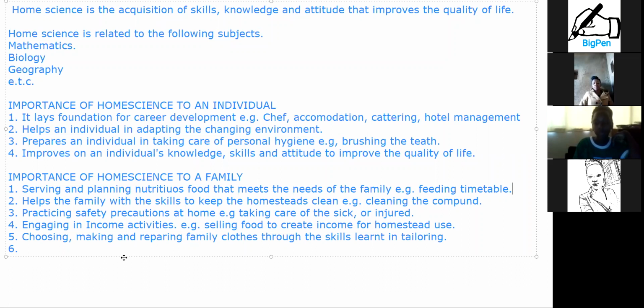Can you tell me another importance of homesteads to the family? Just try. The first time you said serving and planning nutritious foods that meet the needs of their family members, isn't it? Another point? Help the family with the skills to keep the homestead clean. Assisting the family on how to keep the home clean, isn't it? Yes, another point.